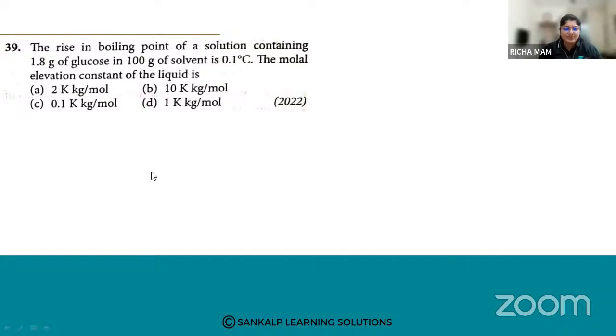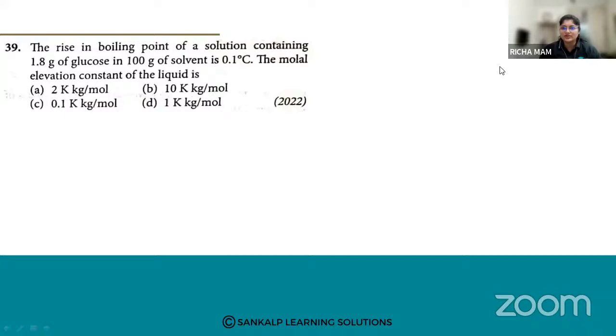Elevation of boiling point, this we have done. So again, if you want, you can note it down and solve. It increases with decrease in temperature. Yes, very good. Janvi and Sri Varuni have answered it. Please note down this particular question. You have to find the molar elevation constant of the liquid. We have solved such questions, so just copy it down and solve the similar question.